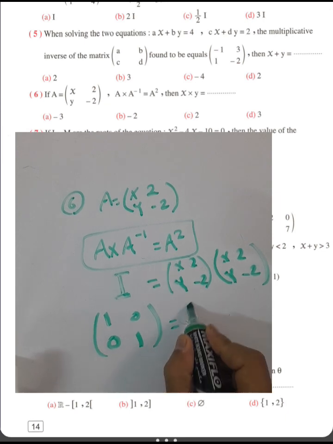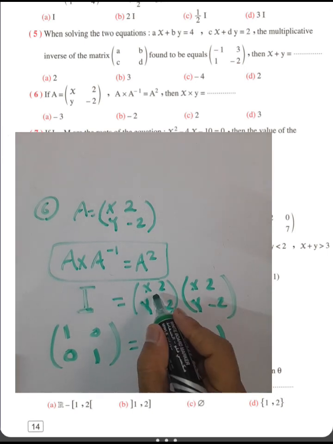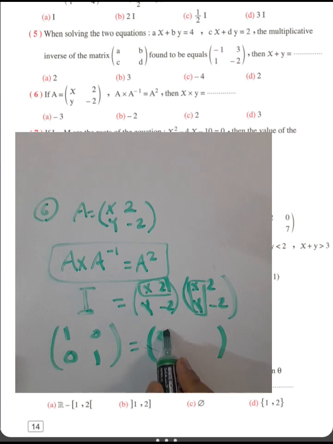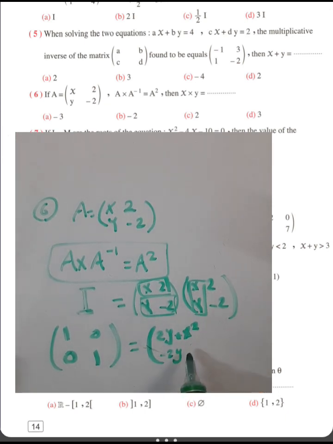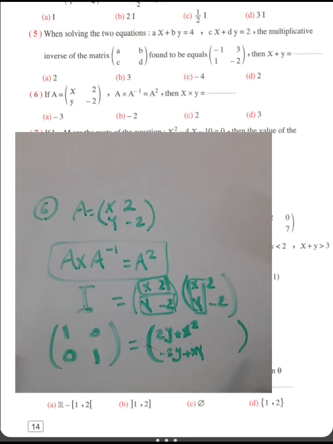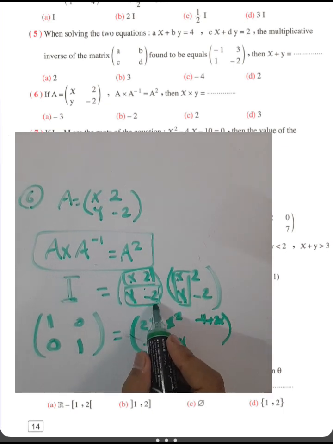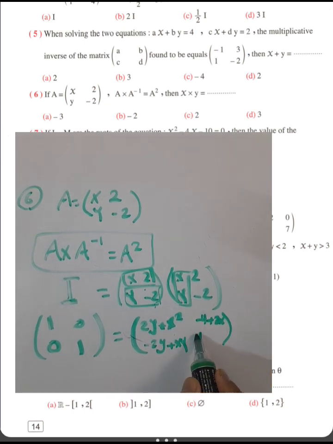And then we can multiply A and itself: x, 2 multiplied by this vertical, 2 times y will be 2y, x times x will be x power 2, and this horizontal 2, negative 2 times y will be negative 2y, x and y times them will be xy, and here 2 times negative 2 will be negative 4, x times 2 will be 2x, and here negative 2 times negative 2 will be 4, y times 2 will be 2y.